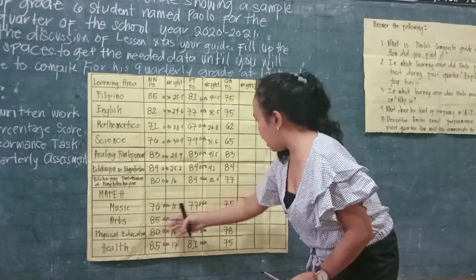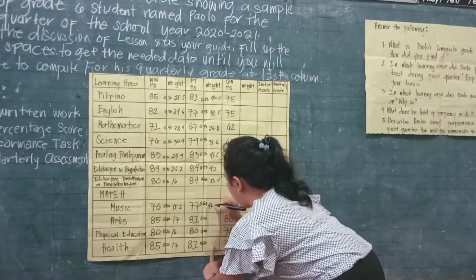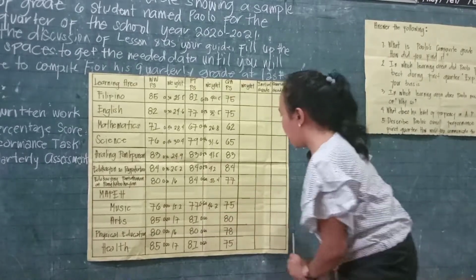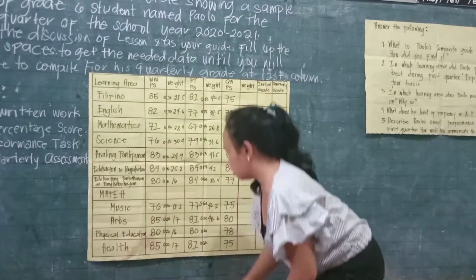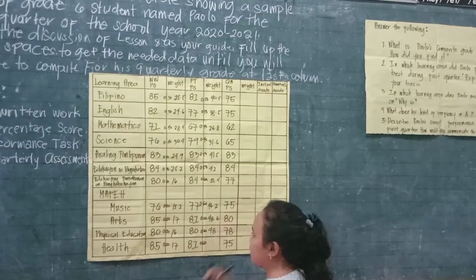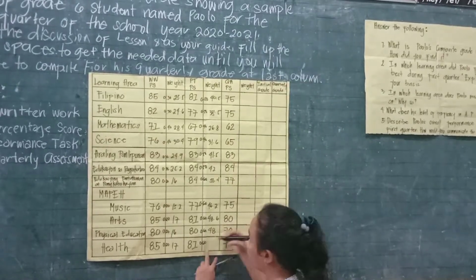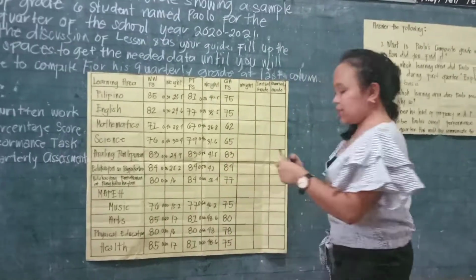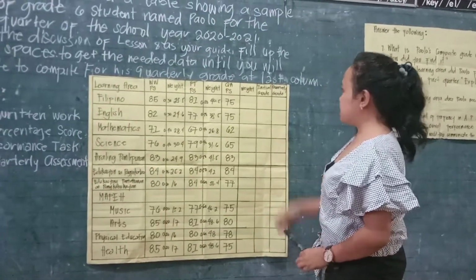And music, we have 77 times 0.60 is 46.2. In arts, 81 times 0.60, we have 48.6. And in physical education, we have 80 times 0.60, we have 48. And lastly, in health, we have 81 times 0.60 is equal to 48.6. So let's move on in finding the weighted score for the quarterly assessment.